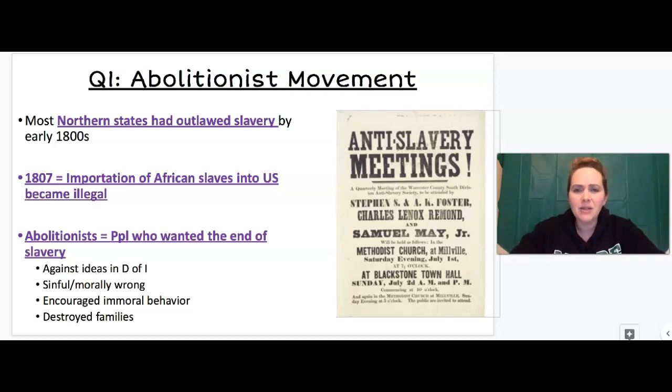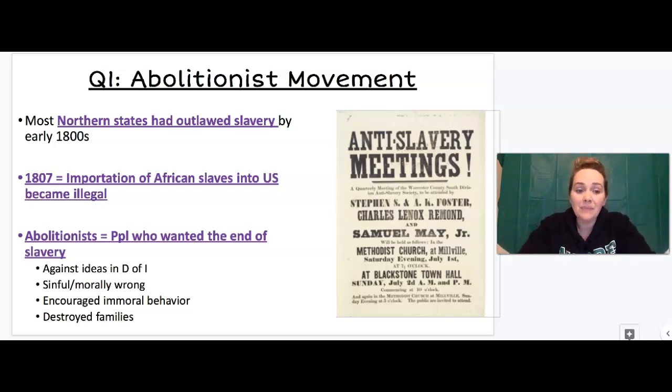All right, so abolitionist movement, what the heck is that? Most of the northern states, as you guys know, did not use a lot of slavery, right? It was the southern states that had a lot of slavery. So over time, throughout the early 1800s, a lot of the northern states had outlawed slavery in their area, one state at a time, because it just wasn't a profitable business there, and a lot of people who were anti-slavery lived in the north.